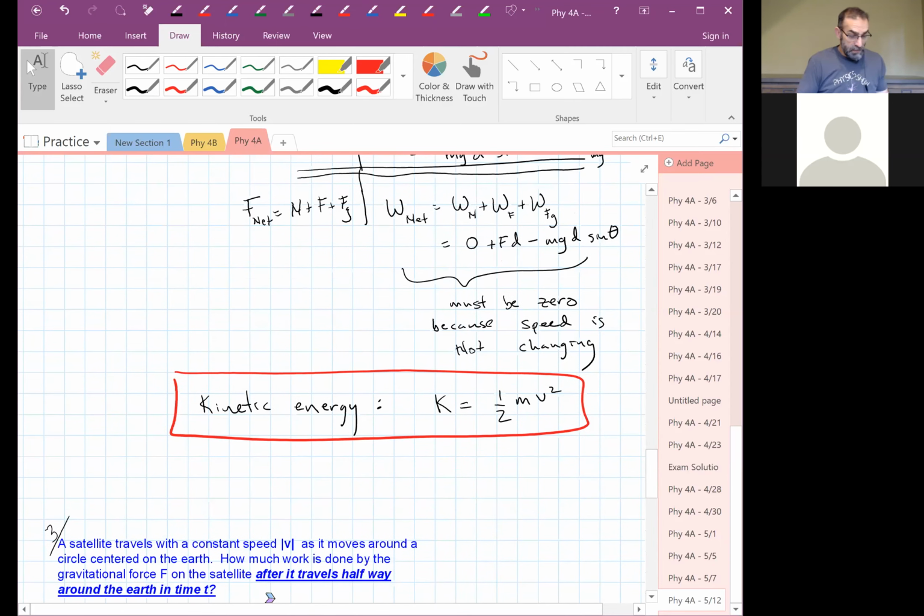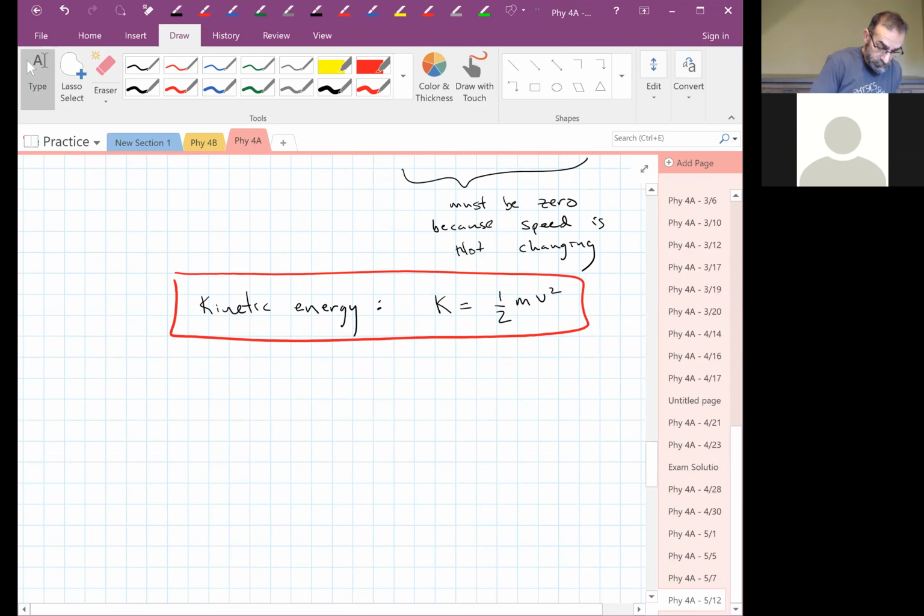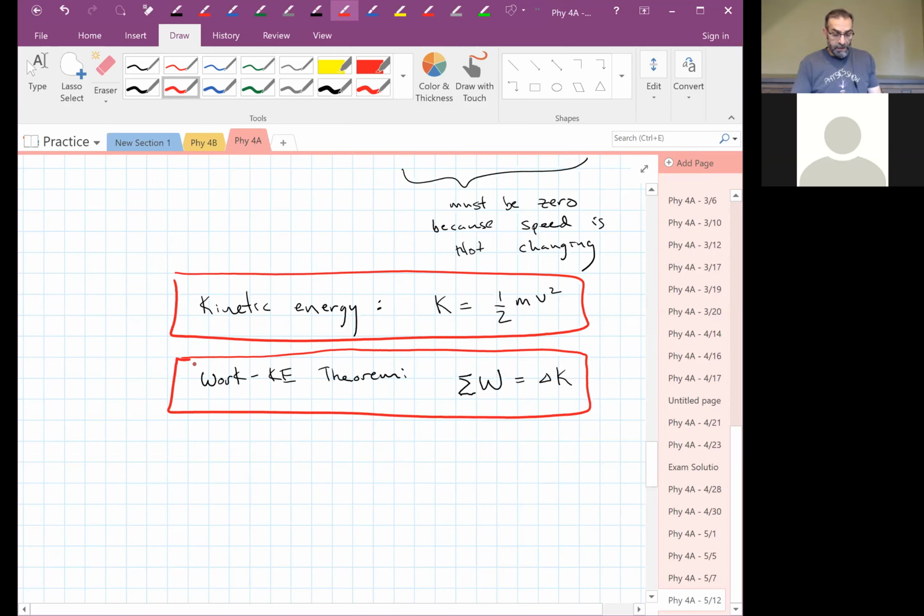And we have a work kinetic energy theorem. And that tells us that the sum of all the work done, the net work done, is equal to the change in kinetic energy. That's a capital K. Okay, so we've already been using this one a little bit, even though we didn't know what kinetic energy was. Work kinetic energy theorem. The net work done on an object, right? The sum of all the work done by all the forces acting on the object equals the change in kinetic energy of the object.